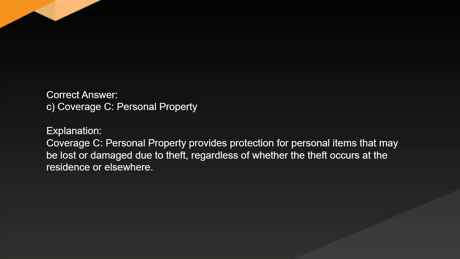Correct answer: C. Coverage C, Personal property. Explanation: Coverage C, Personal property, provides protection for personal items that may be lost or damaged due to theft, regardless of whether the theft occurs at the residence or elsewhere.